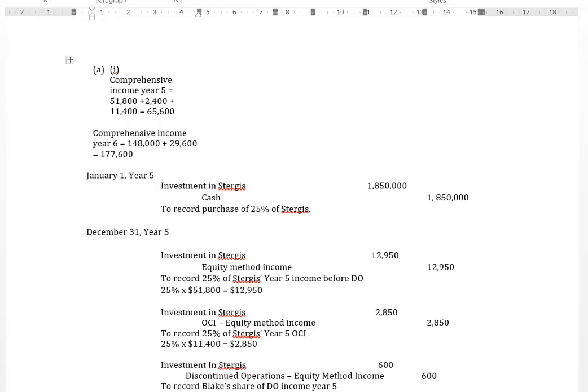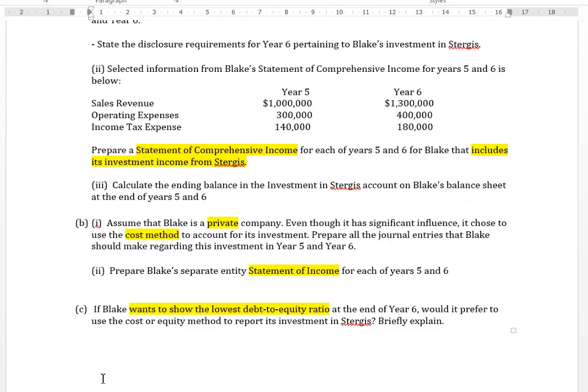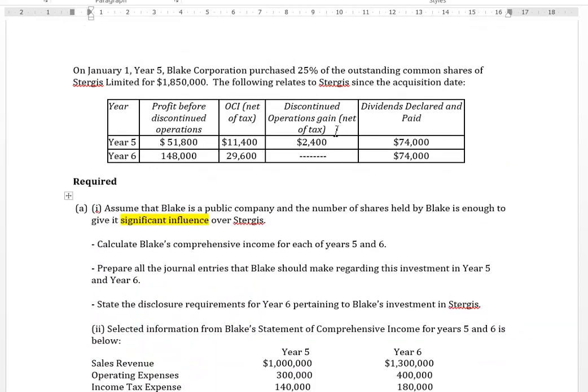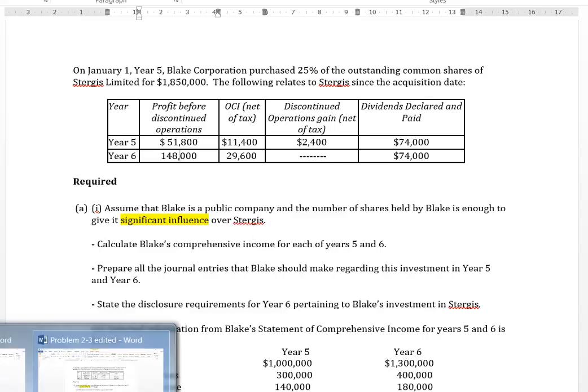In year 6, don't forget, you didn't have any discontinued operations. So whatever the profit is you have here before discontinued operations, the DO here was 0. All right, so we don't have any of that to worry about.